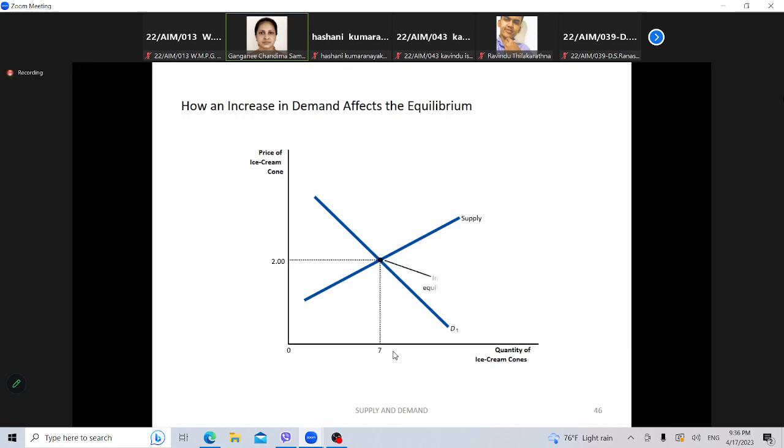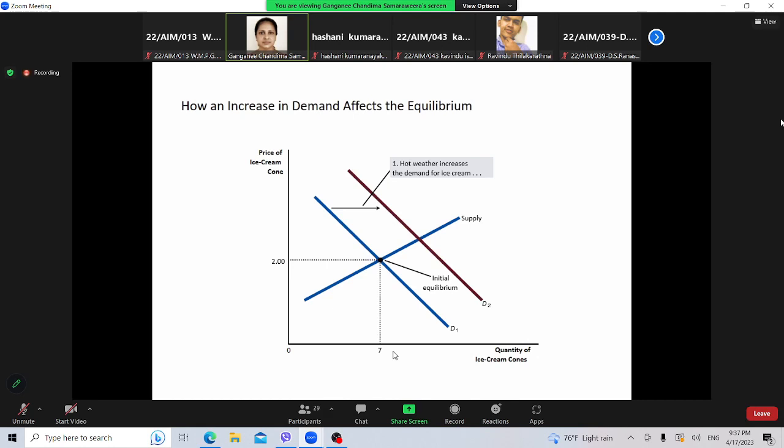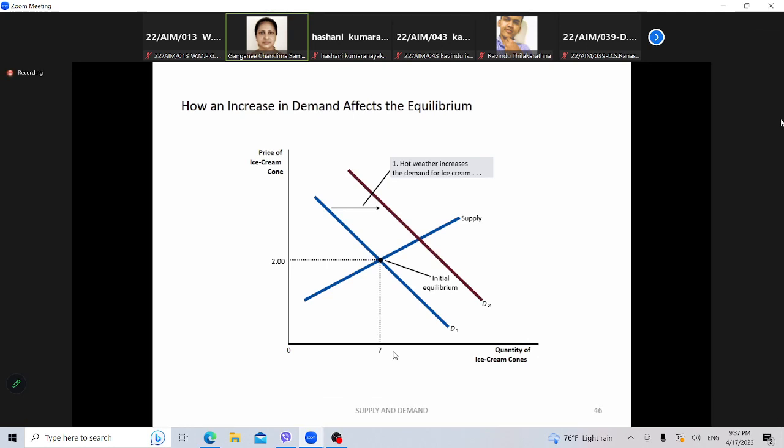Okay, so we can see how an increased demand affects the equilibrium. Let's say the initial equilibrium. Let's say the weather increases the demand for ice cream. There's a very hot situation. People are demanding more and more ice cream. Okay. Then you can see a new equilibrium comes, as the price is 250 and the quantity demanded is 10.